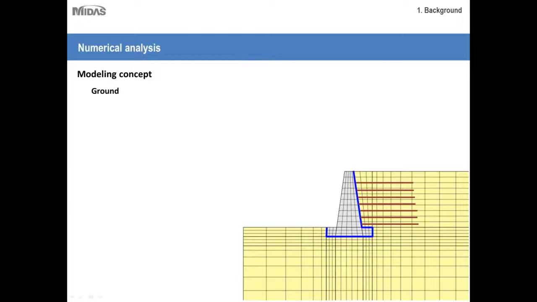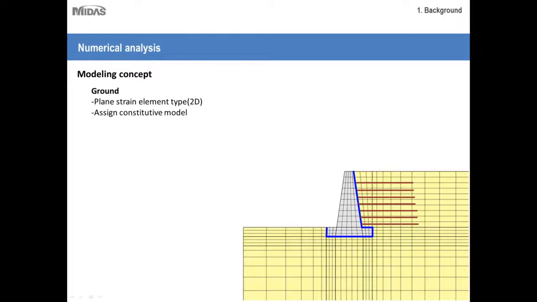Then let's see what are the main components in the modeling of a numerical analysis model. So the first and foremost part is the ground itself. As you can see, the yellow colored mesh set is ground. So for modeling, for 2D analysis, which is the most common analysis method, we use plane strain elements for representing the ground condition.